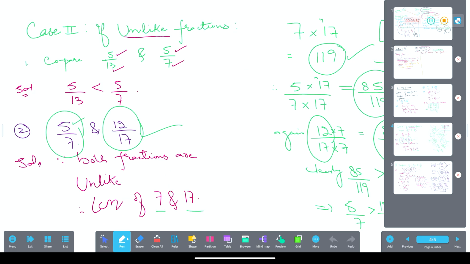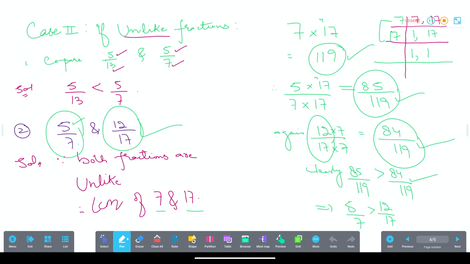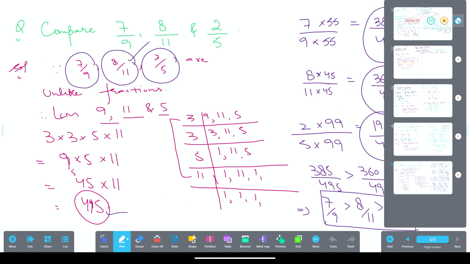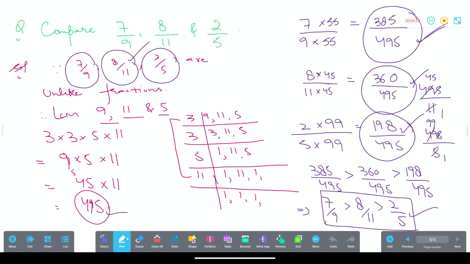We carried on to the second case. The second case was about unlike fractions, and we came to know how to compare between unlike fractions. What we did there was find the LCM of the denominators and try to make the denominator of every fraction the same as its LCM. How? By multiplying both numerator and denominator by the same number. Then we took a few more examples, where I involved 3 fractions and we tried to compare the 3 unlike fractions.